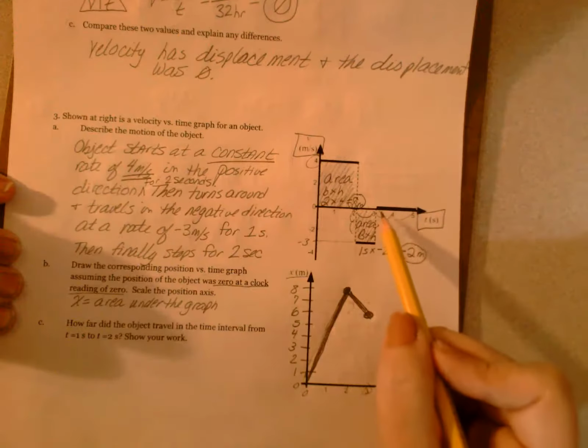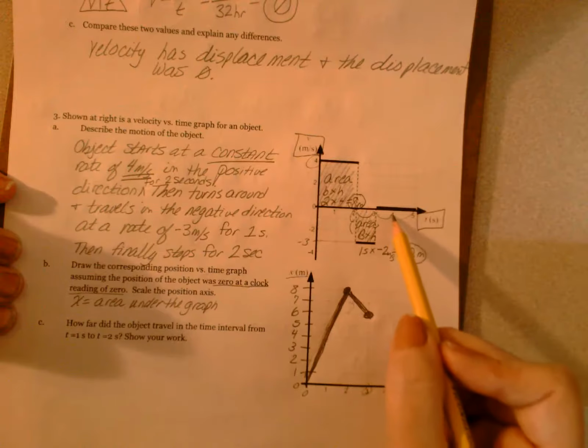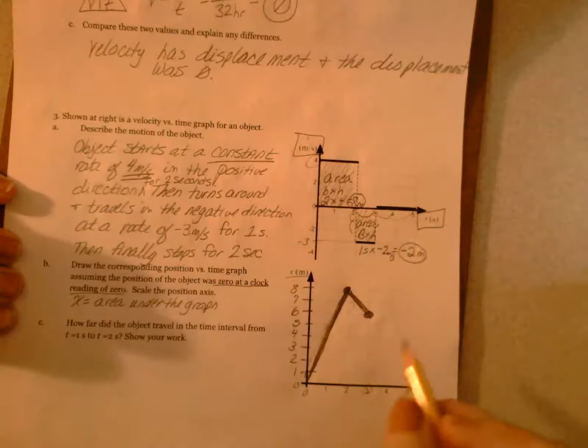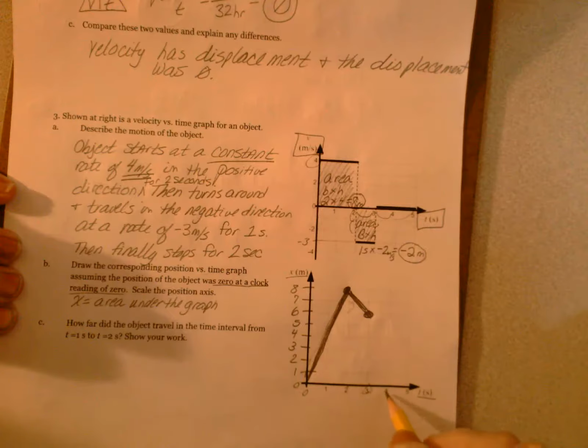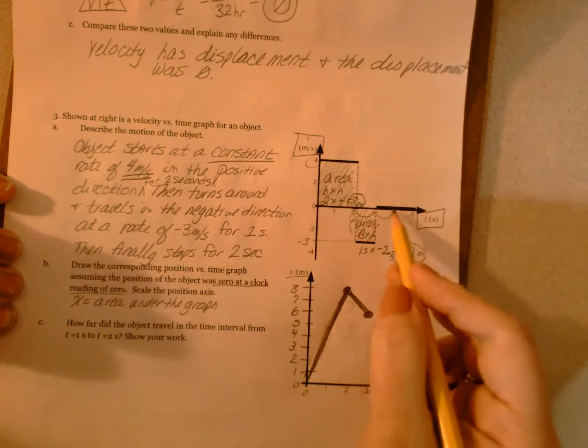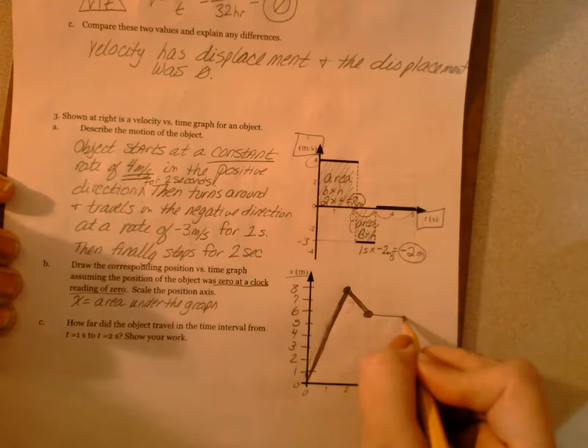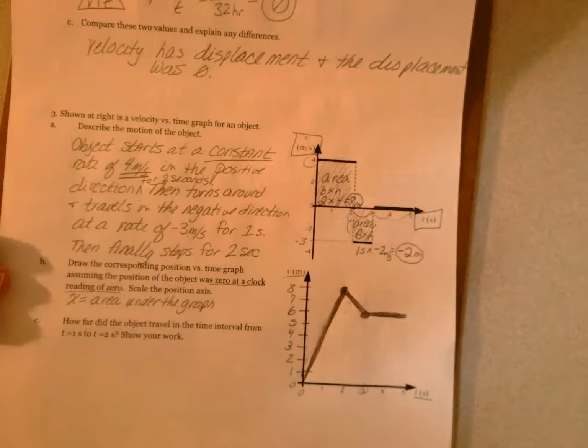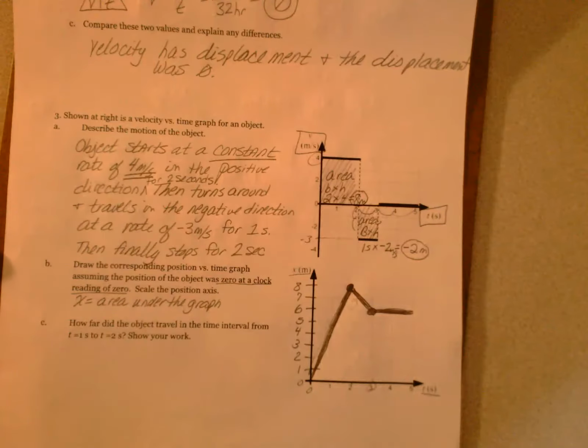And then it stands still for 2 more seconds. So at 3 seconds, it's going to stay at 6. And you guys know that if it's not moving, there is no slope. So he's going to go straight for 2 more seconds. So you should get a graph like that.